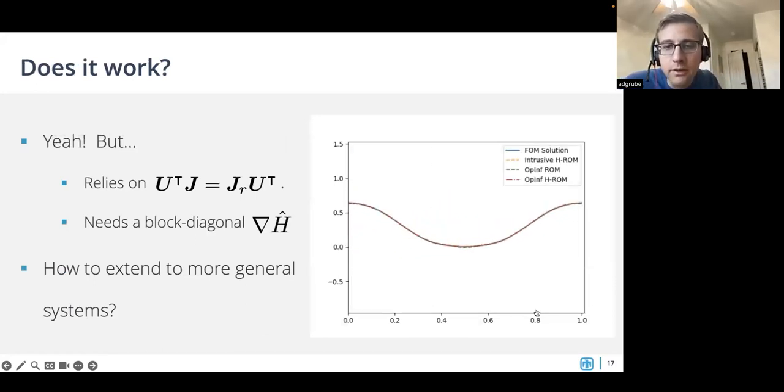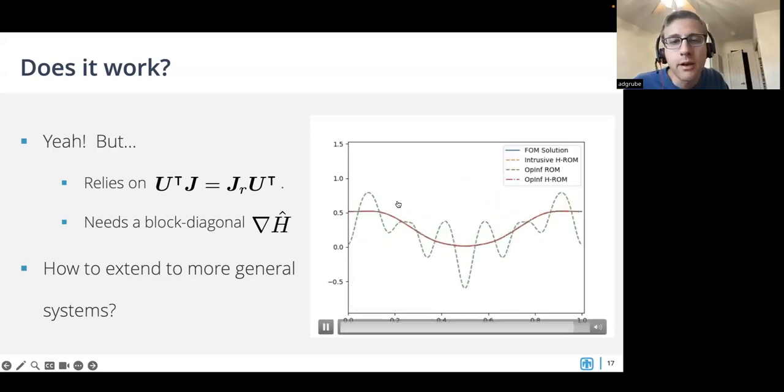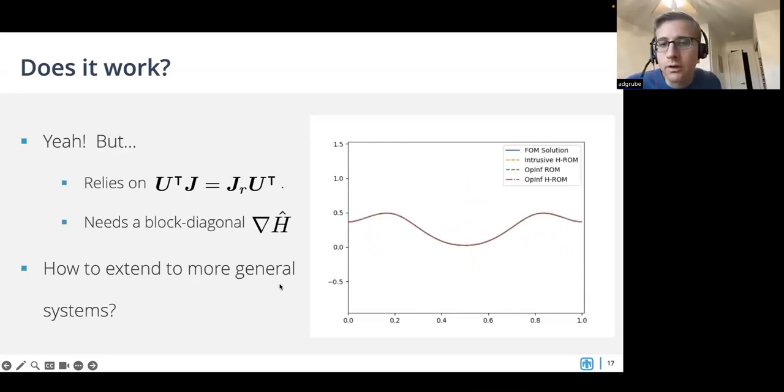If you look now here, I'm taking pretty much the same problem, and I'm comparing the Hamiltonian operator inference ROM with an operator inference ROM where you essentially don't take the Hamiltonian structure into account, and you see that again the same thing happens. So this seems to work for at least these 1D linear wave type problems, fairly simple problems.